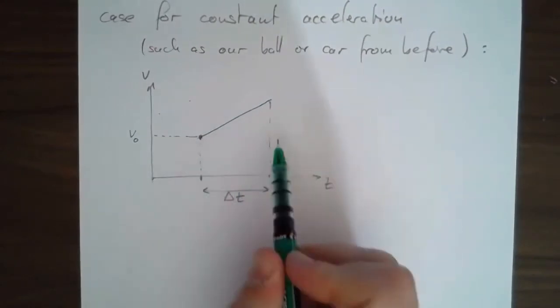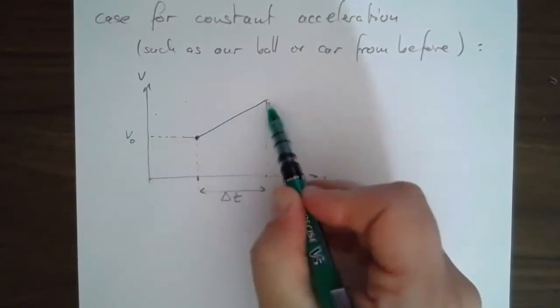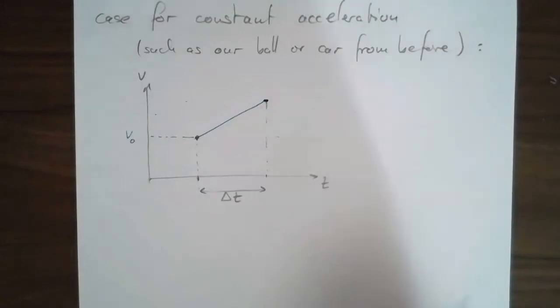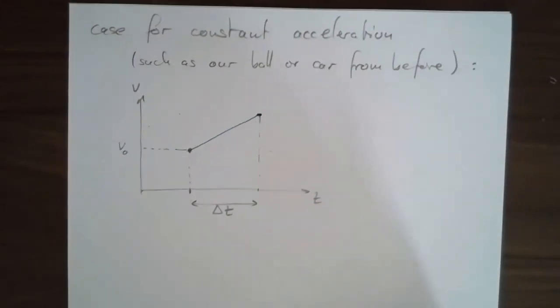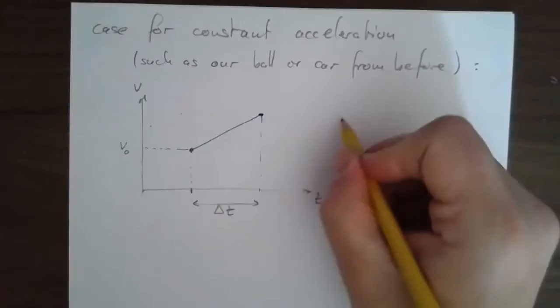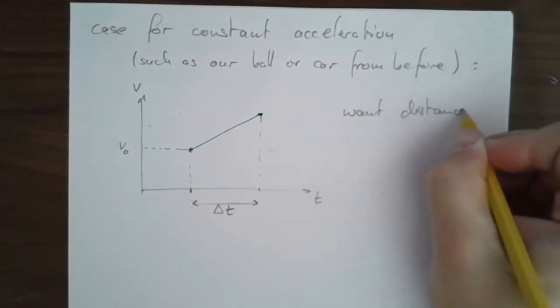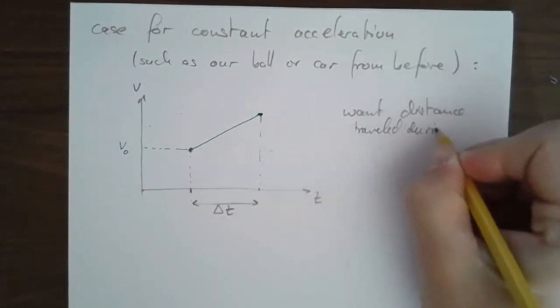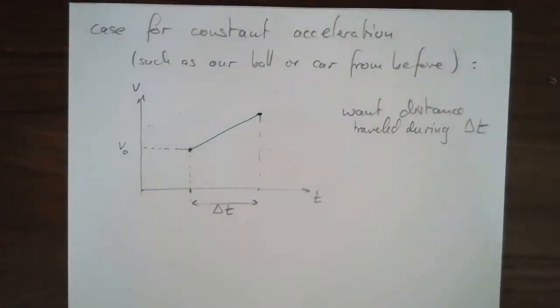And then over a certain time interval, there's acceleration. So my velocity goes from here to some different value, in this case a higher one, so it's positive acceleration. So how can I figure out what is the distance traveled? I want the distance traveled during this time interval delta t, this time interval t. That's what I care about.